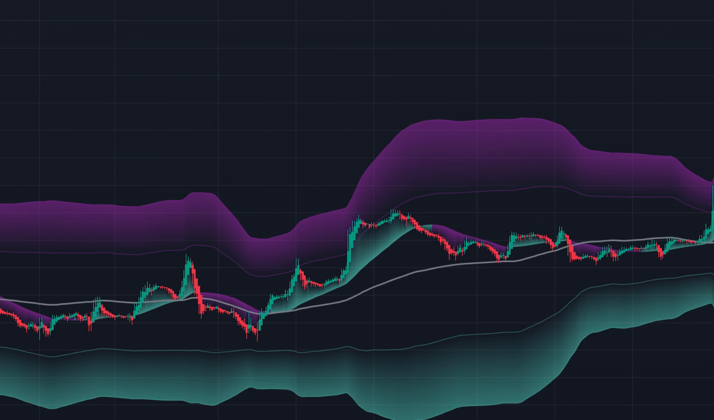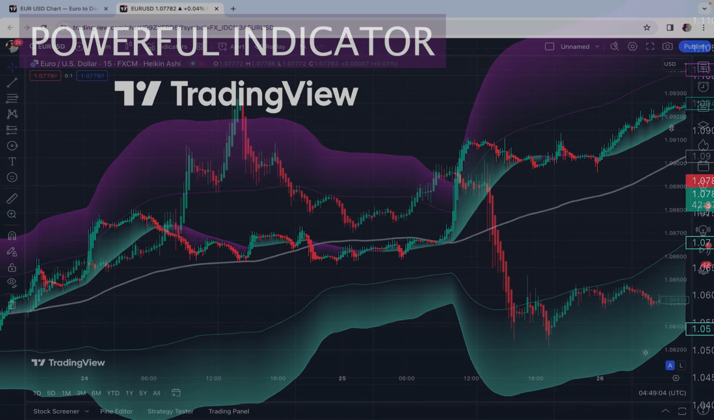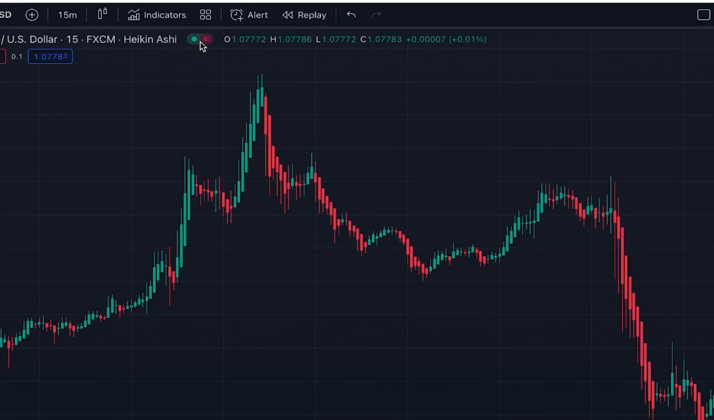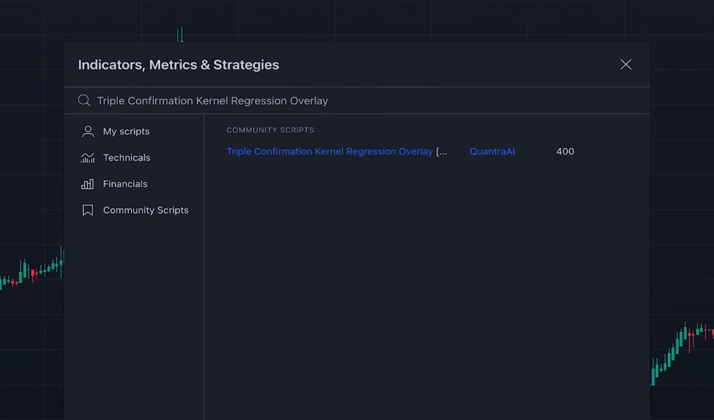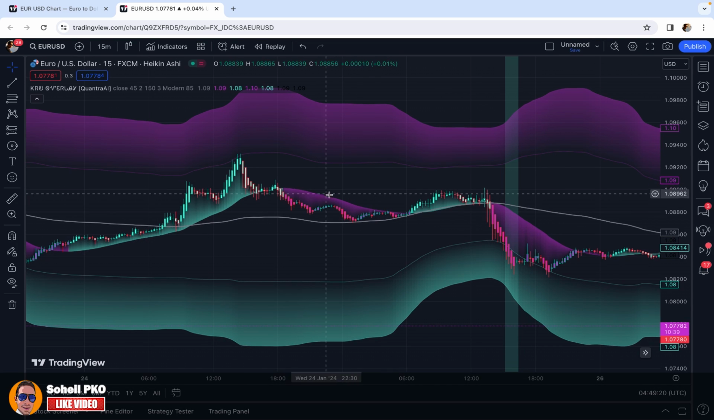In today's video, I want to introduce a powerful indicator on TradingView that is very useful in trading. To add this amazing indicator to our chart, here we click on indicators and we search triple confirmation kernel regression overlay. This one, which is written by Quantra AI. Alright, this is the indicator, and as you can see it is overlaid on the price chart.